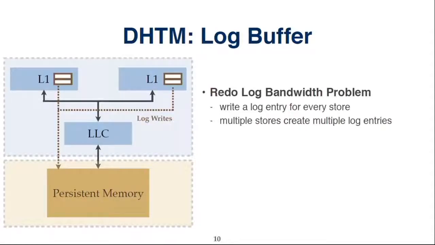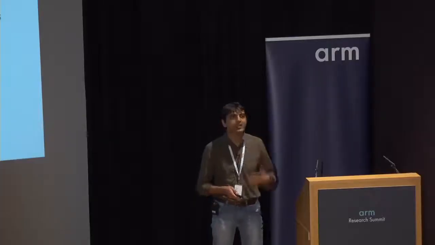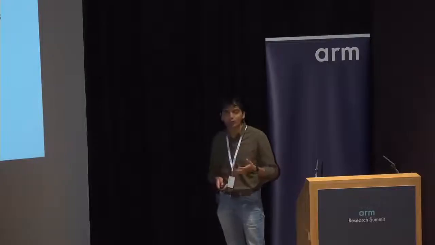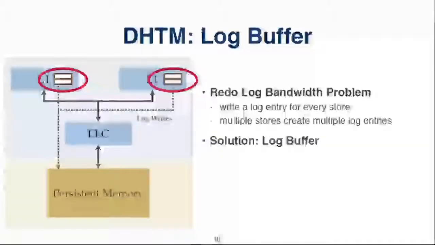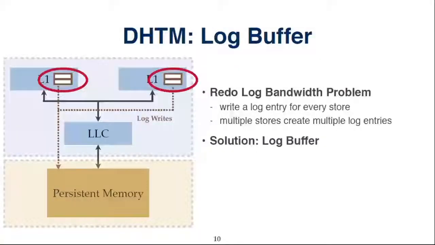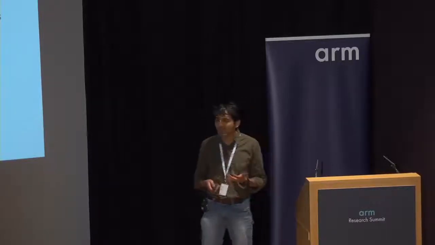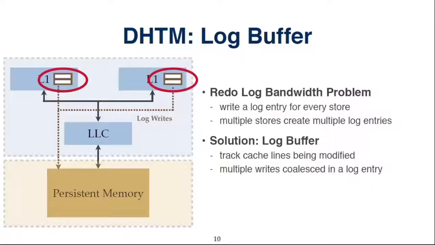Which means multiple stores to the same cache line will generate multiple log entries, which generates a lot of traffic to the memory, to persistent memory. And our solution to this problem is a log buffer, which is a small structure which sits alongside the L1 cache. The log buffer essentially tracks the cache lines that are being modified by a given transaction. And if a transaction modifies the same cache line multiple times, those writes are coalesced in the L1 cache without being written out to persistent memory on every store.